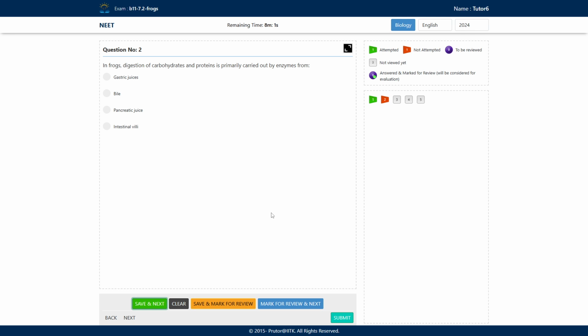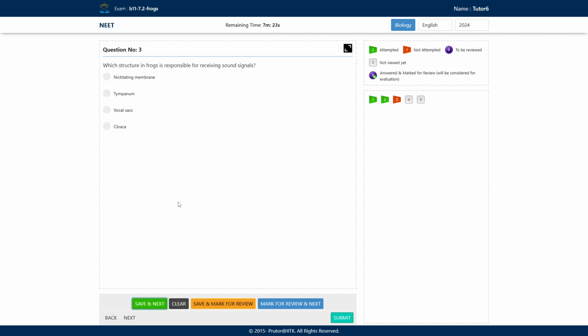But here they are talking about the digestion of carbohydrate and protein. So which organ is involved? Here pancreatic juice is there. Bile does not have any enzyme, so it is not directly involved in digestion. Intestinal villi are involved in the process of absorption. So pancreatic juice is involved in the digestion of carbohydrate and protein, right? So we will save and move to our next question.